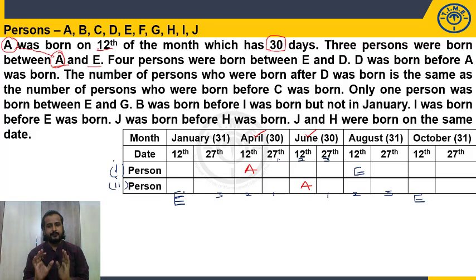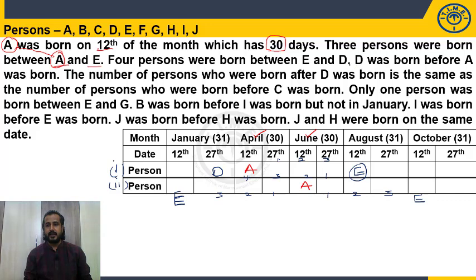In continuation, wait, add some more points. What is given? 4 persons between E and D. Immediately, D was born before A was born. So E is here. It is given 4 persons were born between E and D. But is it given before or after? No. E before D or D before E is not given. But as per case 1, after E, taking a 4-person gap is not possible. So it must be before E. So 1, 2, 3, 4 gaps, it is D.